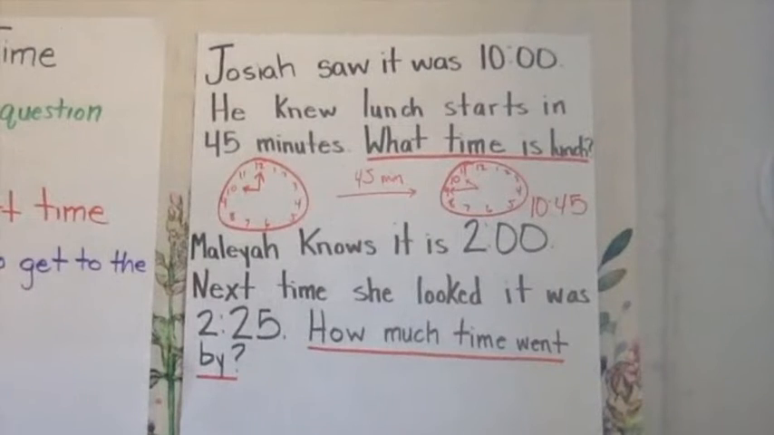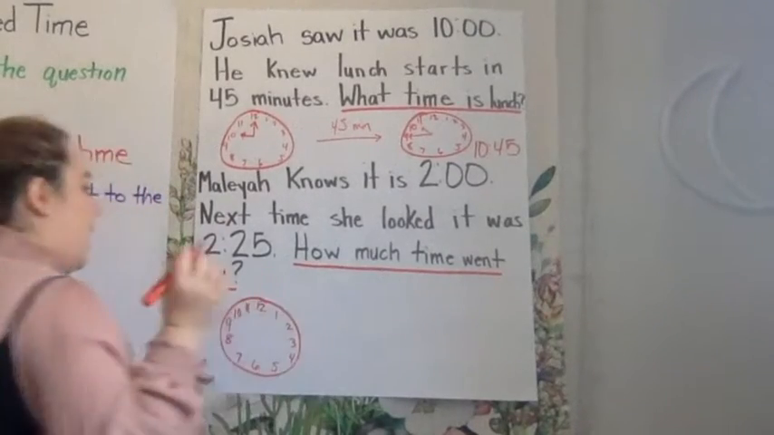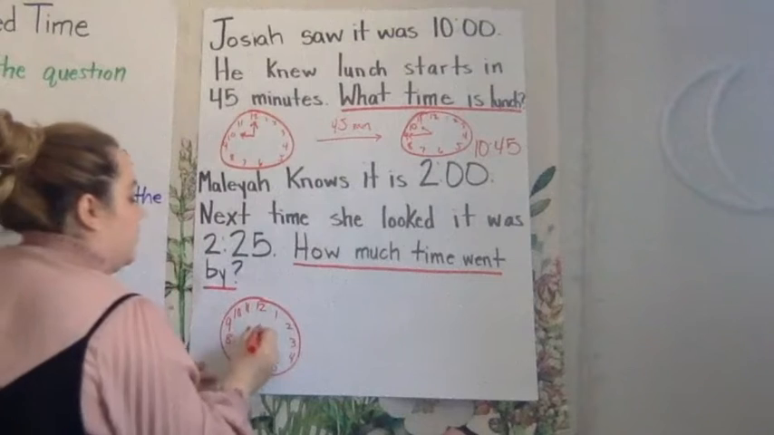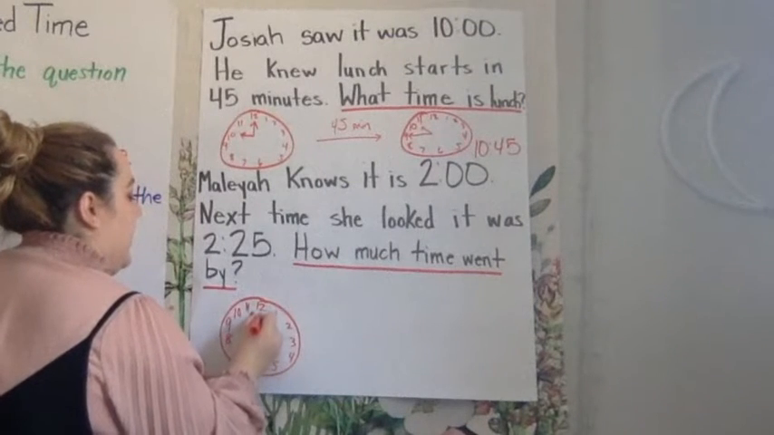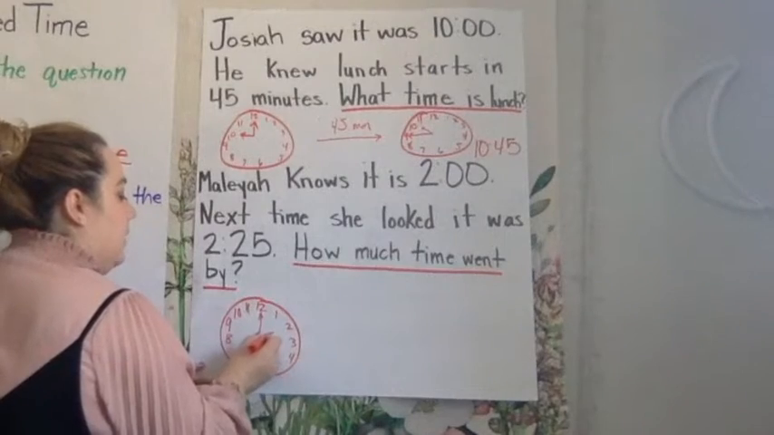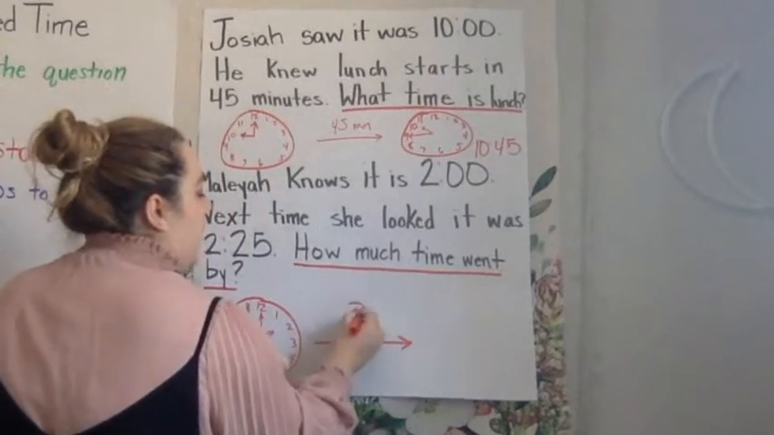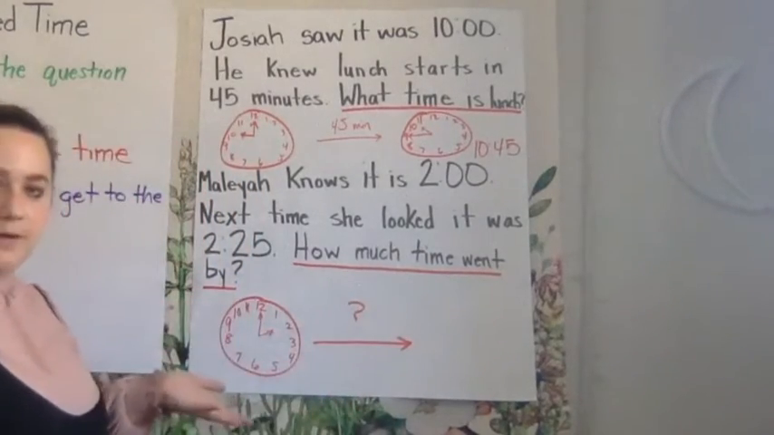So, the next thing I do is I find the start time. So I draw my clock. All right, and I know we start at 2. So I draw my big minute hand to the 12 and my little hour hand to the 2. I know some time has gone by. I don't know how much. I'm going to put a question mark there.